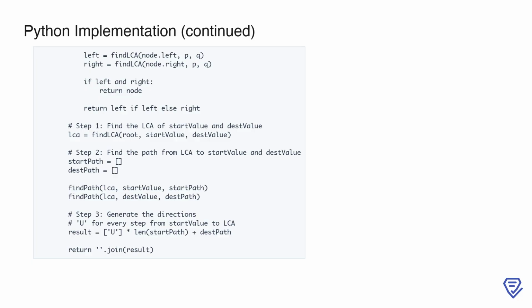Finally, we generate the directions string. For every step required to travel up from start value to the LCA, we append a U to the result. Then, we append the steps in dest path to complete the path to dest value. The result is a string representing the full set of directions, which we return as the output of the function.